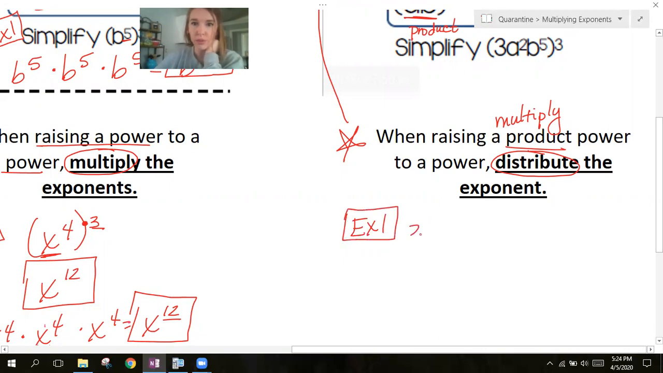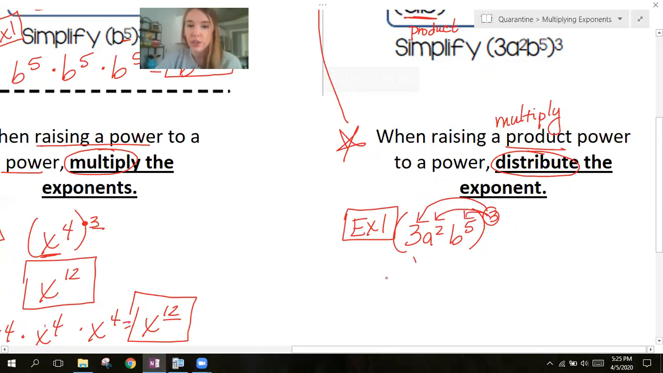So we have (3a squared b to the 5th power) cubed. Okay, so when we see that we have things that are being multiplied inside of our parentheses, and then all of that is being taken to another exponent, then you have to take this exponent and distribute it to everything inside of your parentheses first.